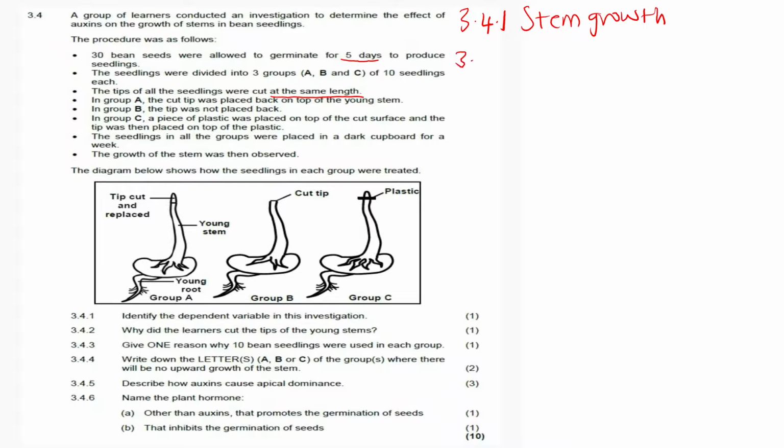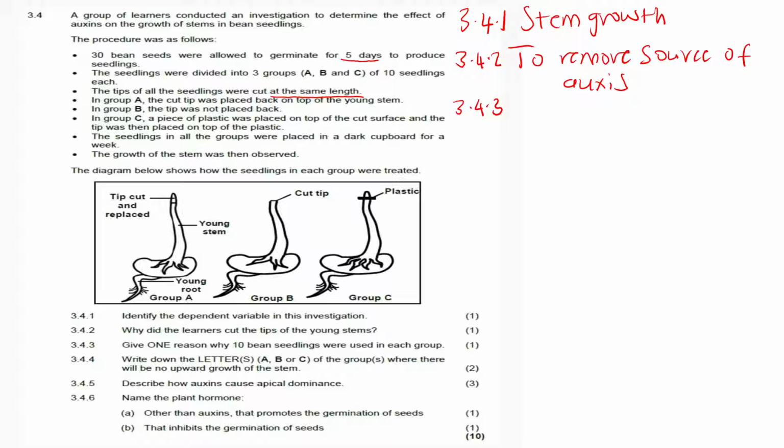Now 3.4.2. Why did the learners cut the tips of the young stems? They cut the tips of the young stems to remove the source of auxins, right? They cut the tip to remove the source of auxins, or one can say the tip produces auxins. Very good.